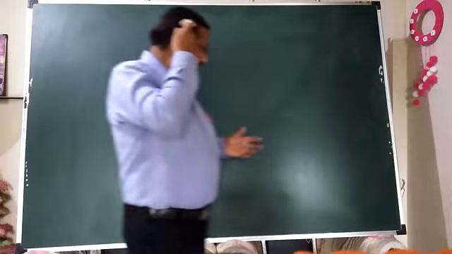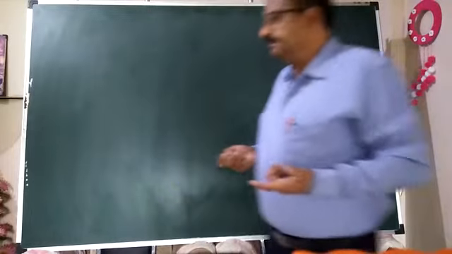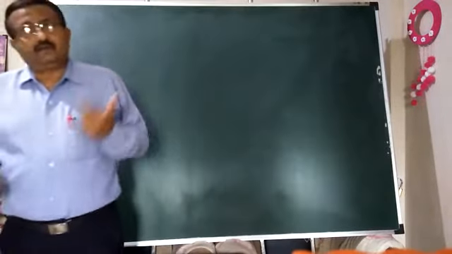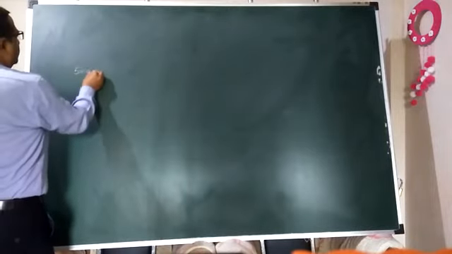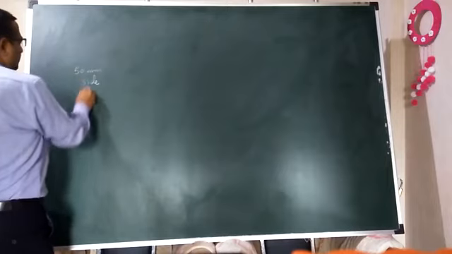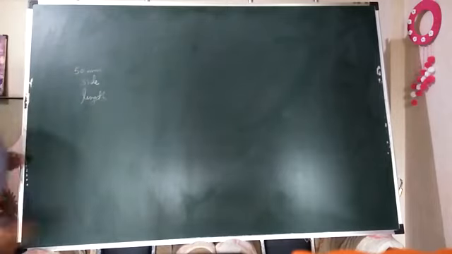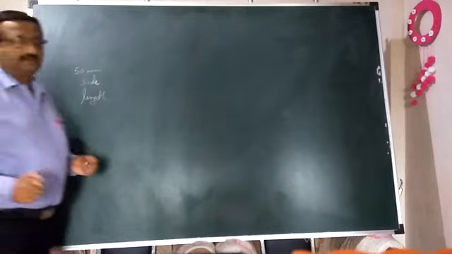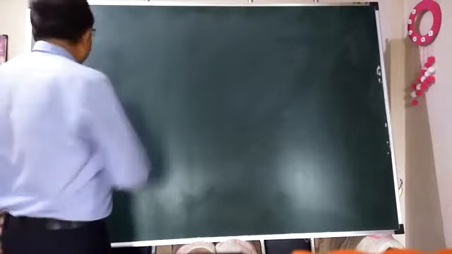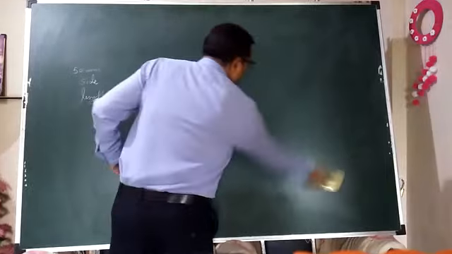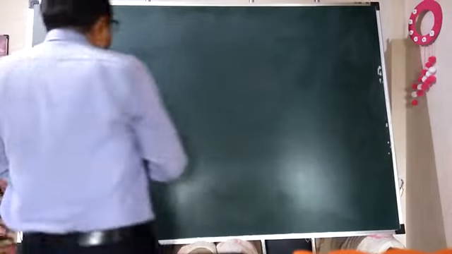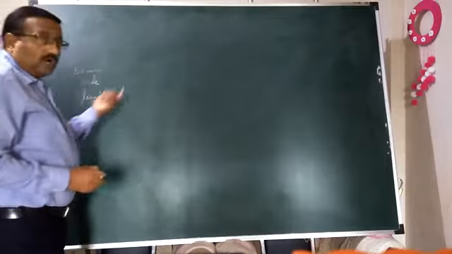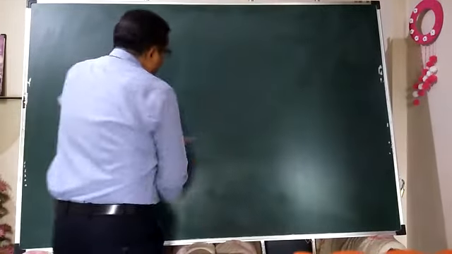Suppose the narration will be: construct a regular pentagon possessing 50 mm side length. Side length of the pentagon is 50 mm. Okay. So what is the procedure? Now what we have to do for that? 50 mm side length. Horizontally you have to first of all draw somewhere here.